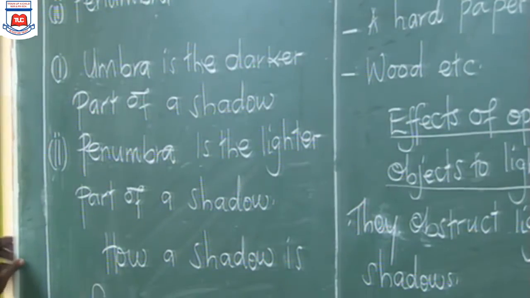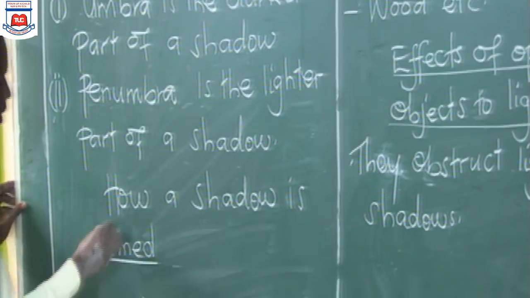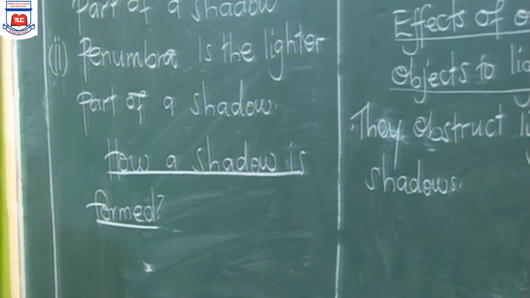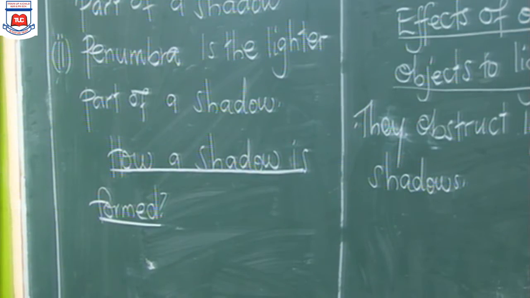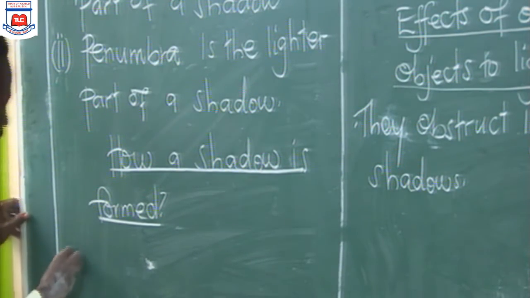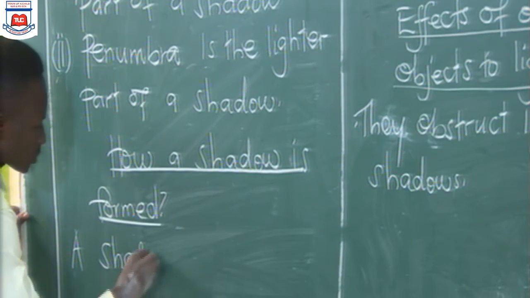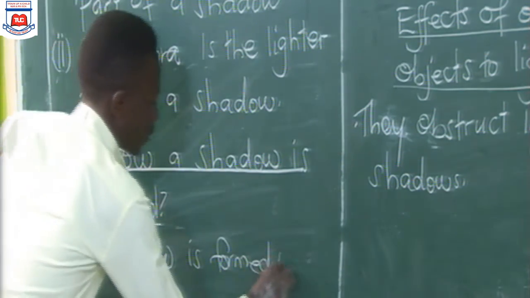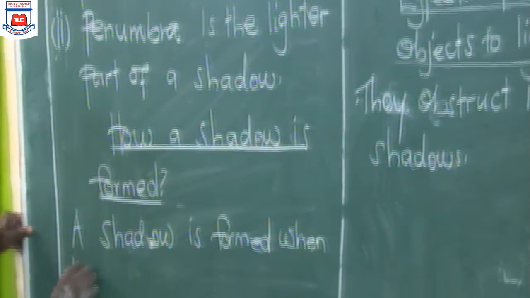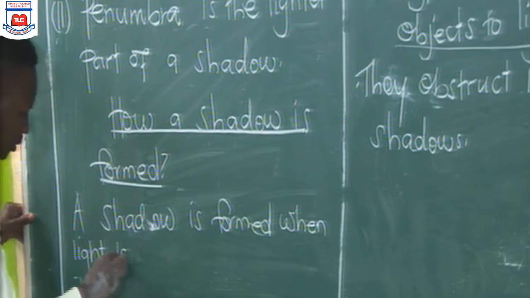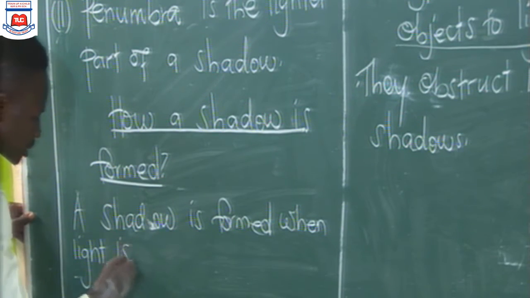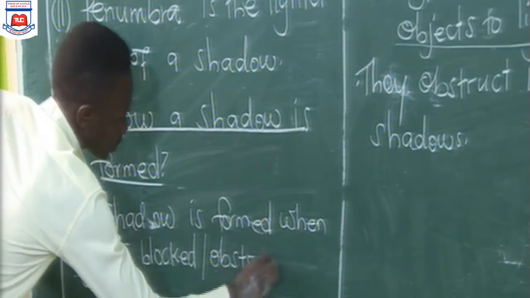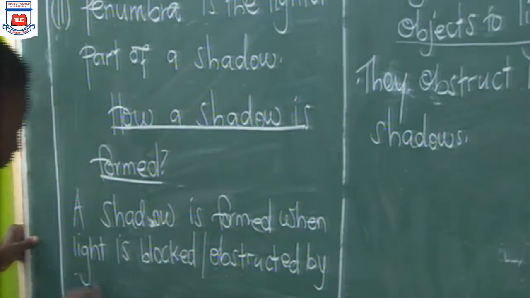How is a shadow formed? That's the question. A shadow can only be formed when light is blocked, in other words obstructed, by an opaque object.